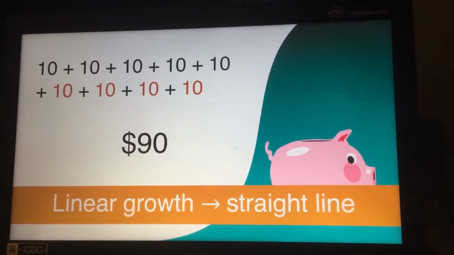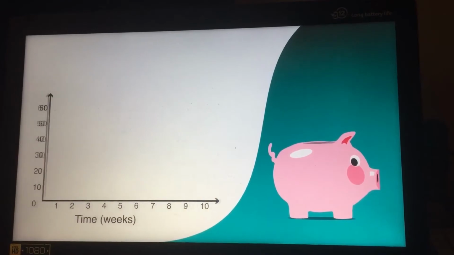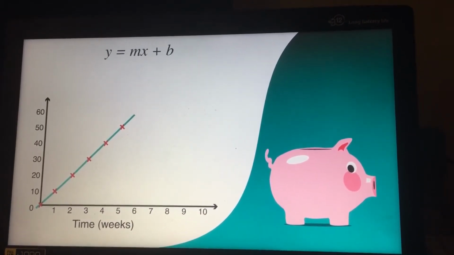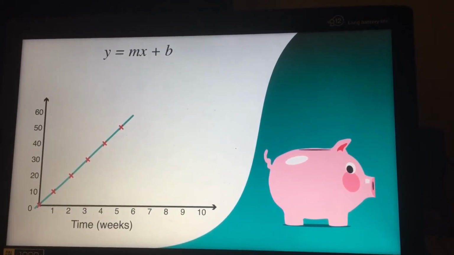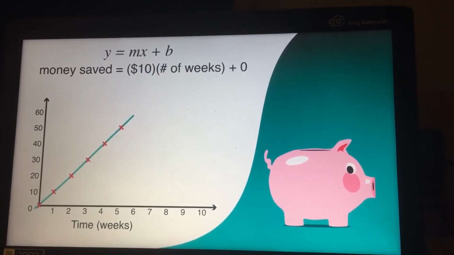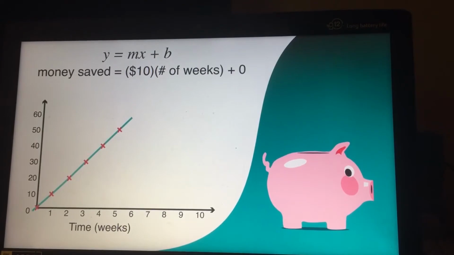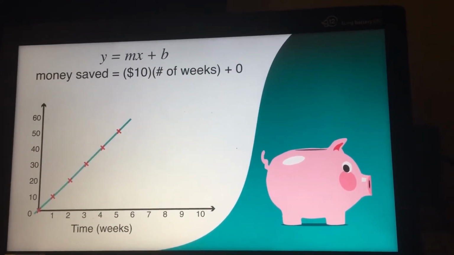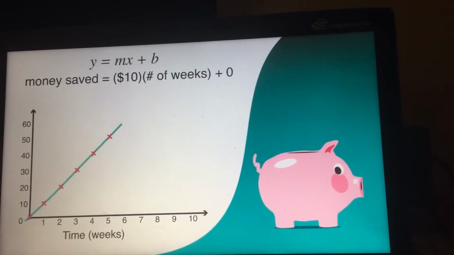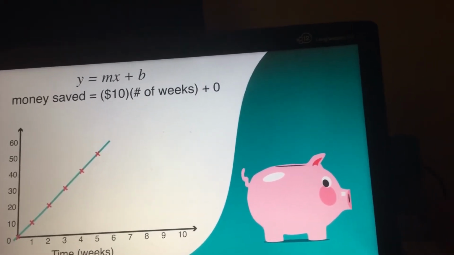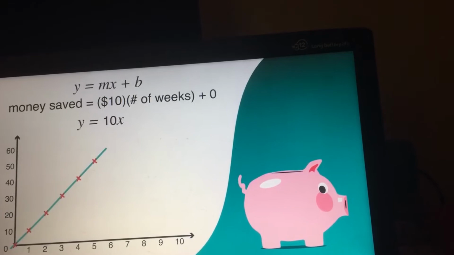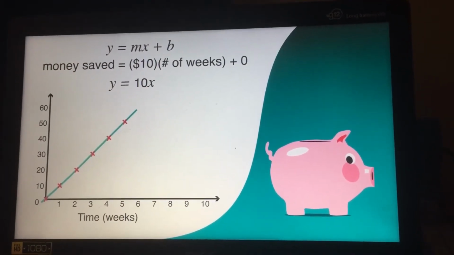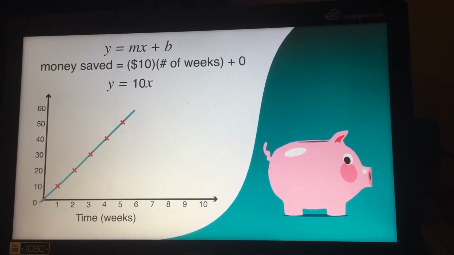Linear growth can be represented with a straight line, like this graph of our piggy bank savings account, and can be represented with a linear function, y equals mx plus b, where y stands for the amount of money in the pig, x is the number of weeks, and m is $10. Since we started with nothing in the bank, b, the y-intercept, equals 0. So our equation would be y equals 10x. If we had started out with $5, then our equation would be y equals 10x plus 5.